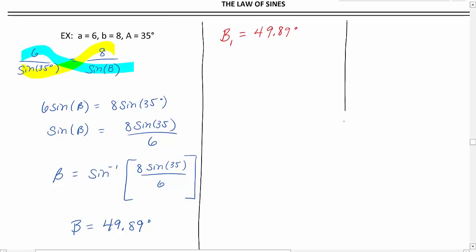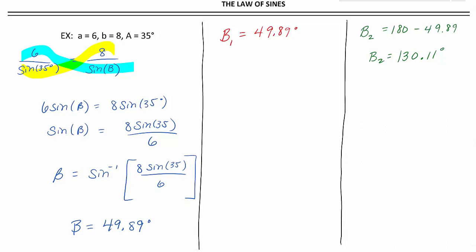All right, so in the possibility that we have a second one, our angle B would be the supplement of this because of that property 2 above. And when we subtract, we get that B2 would be 130.11 degrees.